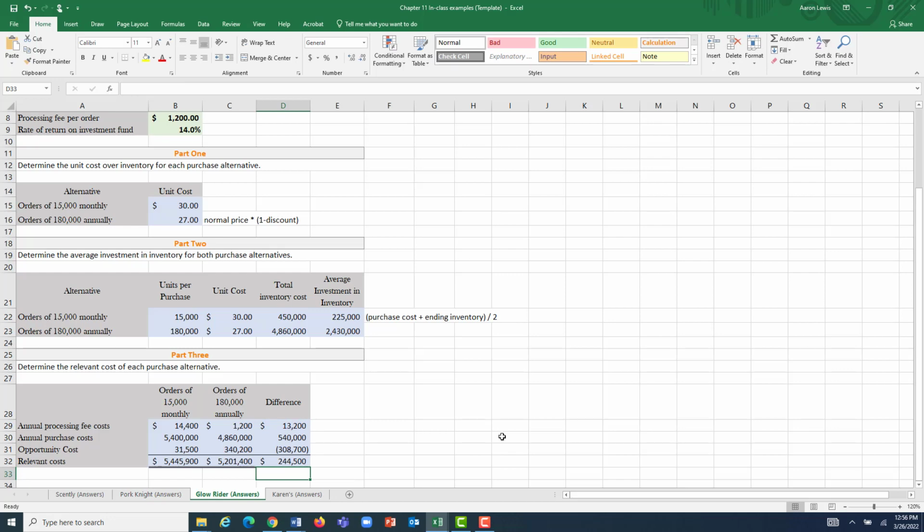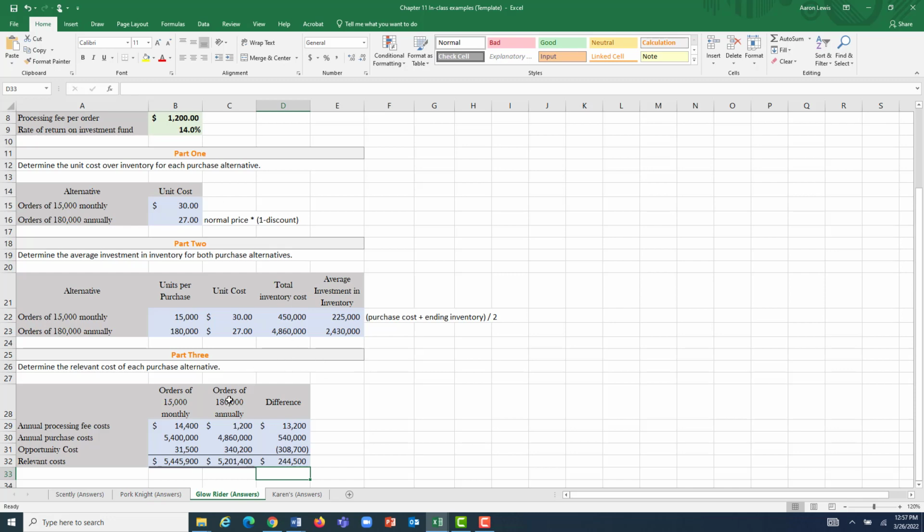What does that mean? That means that by ordering monthly, we're going to end up spending $244,500 more net of returns that we get on our investment fund to acquire paint during the period. In other words, the savings that we experience on processing fees and the savings that we experience on our annual purchase costs of acquiring paint are greater than any potential loss that we would have on funds that we could no longer put in the return.